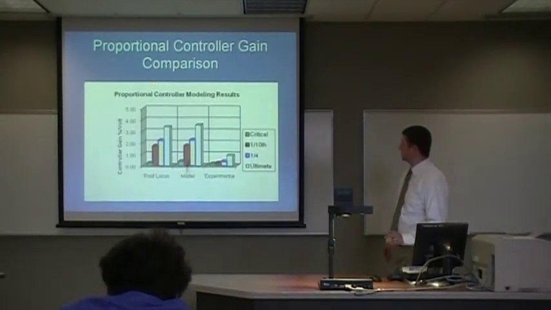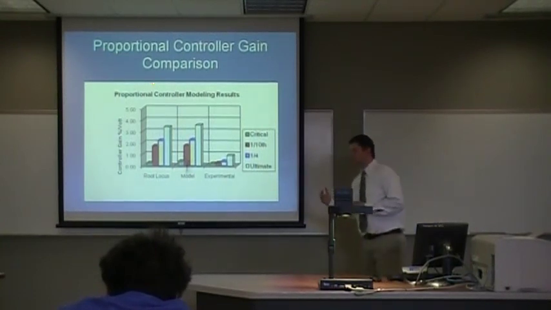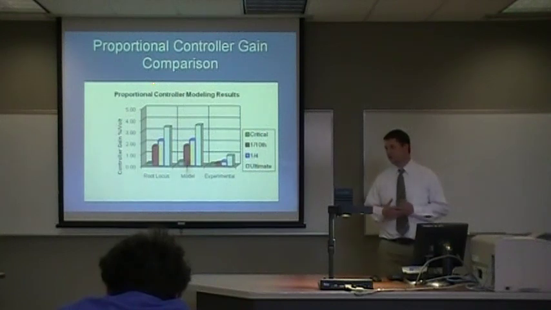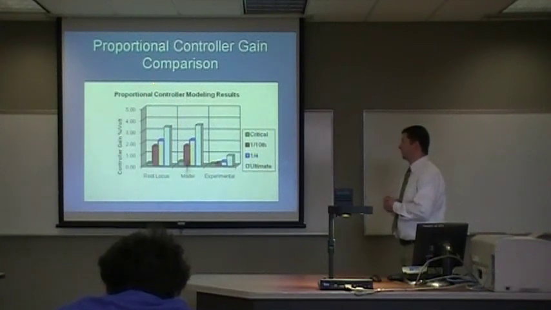Now what we had done here is we're comparing the root locus results, the modeling results, and the experimental results. The root locus and the model, both based on equations in Excel, follow each other fairly closely. However, experimentally, when we actually run the system, we get values significantly lower than either of the two modeling options.